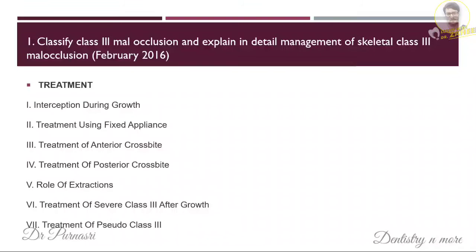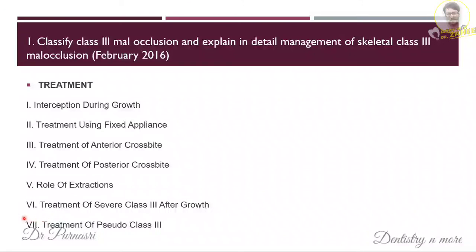Coming to the treatment of class 3, there is interception during growth, treatment with fixed appliance, treatment of anterior crossbite, and treatment of the posterior crossbite using expansion. Then there is the role of extraction. For class 3 malocclusion, usually the pattern can be upper second premolar and lower first premolar extraction, or lower first premolar extractions only.